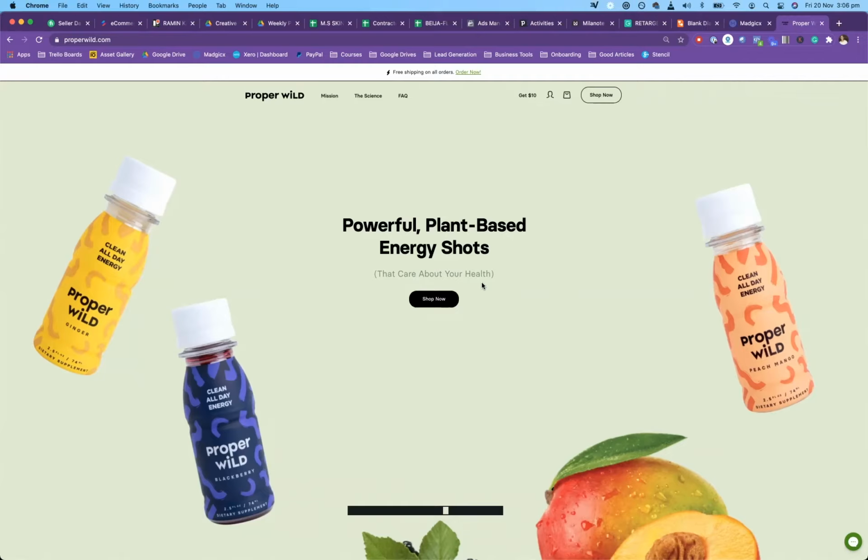So what's really good about PROPERWILD is that you can see above the fold here, on the desktop site at least, as soon as you land on the page, the first thing you see is powerful plant-based energy shots that care about your health. It's really short text. It doesn't require a lot of energy. You can see the fruit photos and the little pack shots. So within the first second, you already know what this site is about, what they're selling, and why it might be of interest to keep scrolling down. So that's the first thing I like about it.